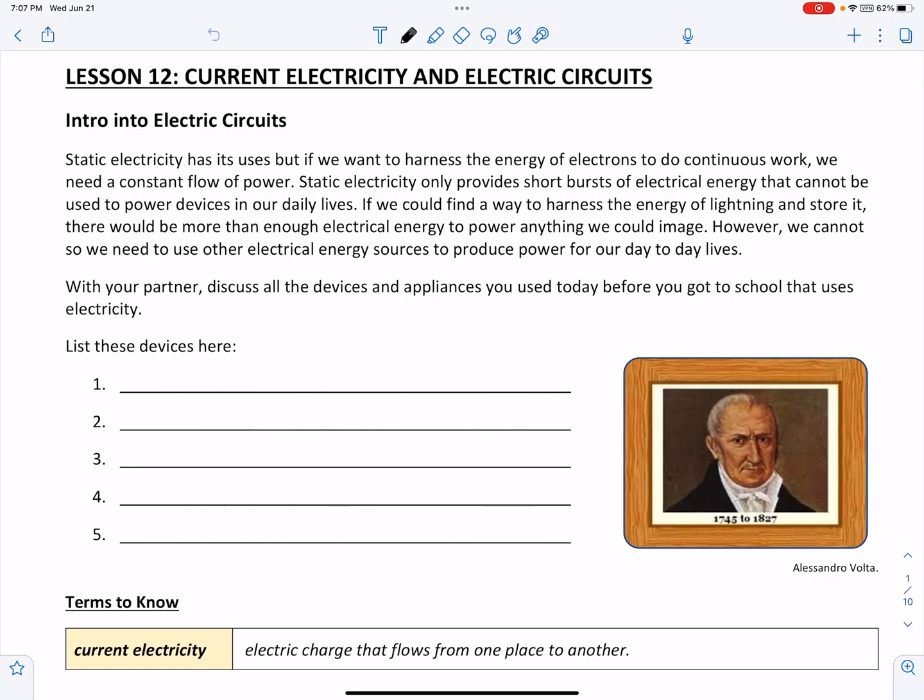Take the time to think of all the devices and appliances you used today before you got to school that use electricity, and list these devices here.